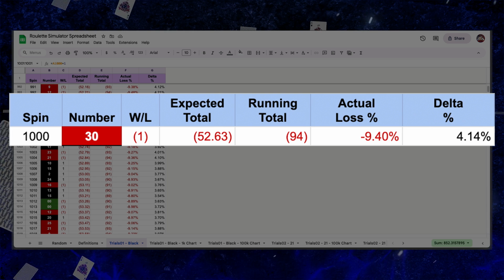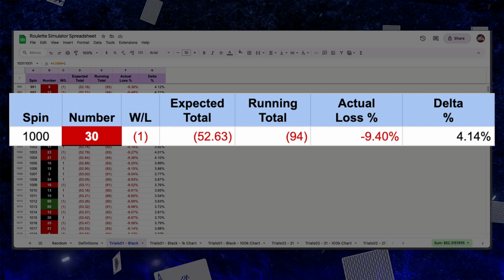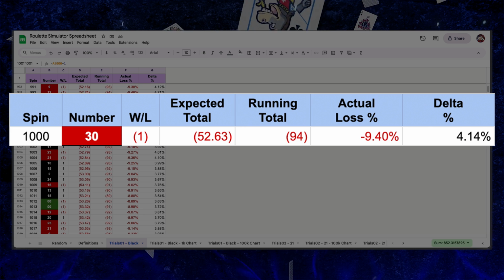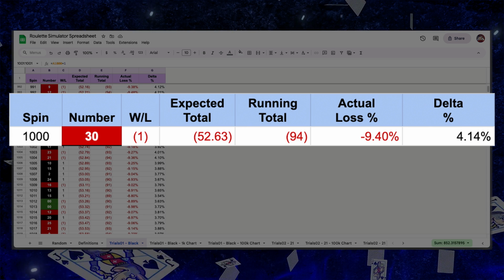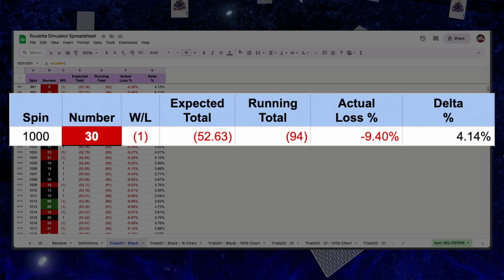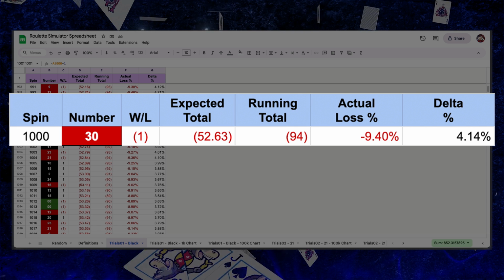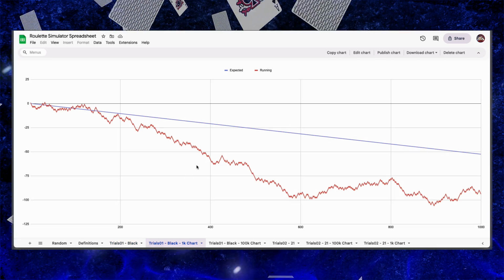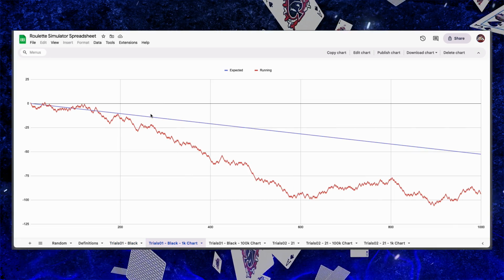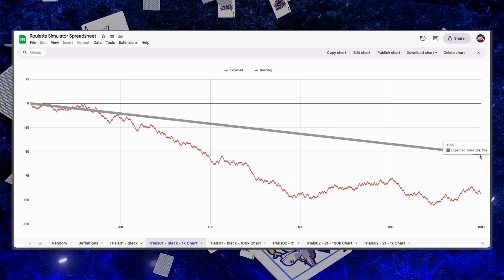Our actual loss is 9.4%, which means that our difference between this and 5.26% is 4.14%. So that's a pretty big difference, right? It's almost double the loss of what we would expect. And we can look at this chart. Here's this chart. This blue line represents our expected loss for every point in time.